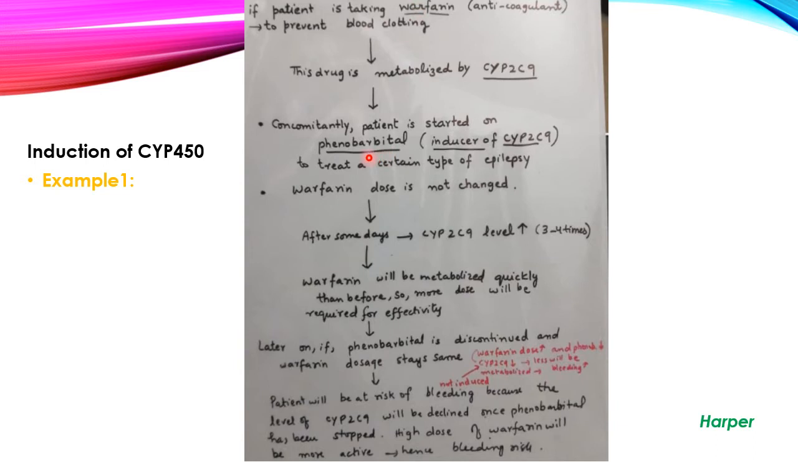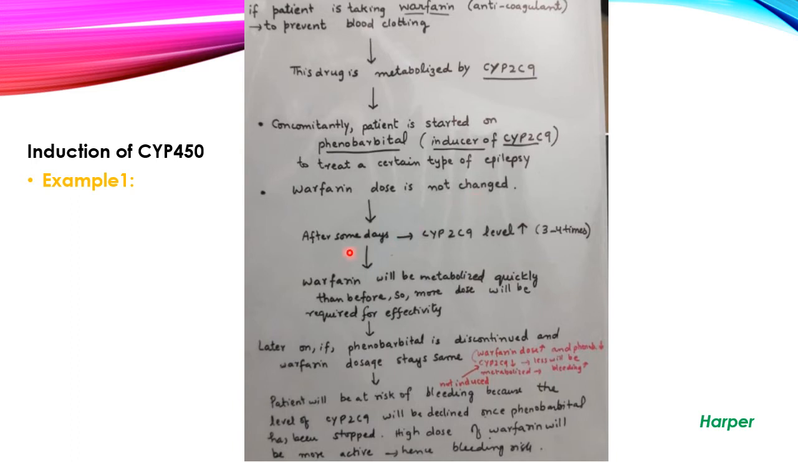Phenobarbital is basically an inducer of CYP2C9, which means that if phenobarbital is administered to this patient, it is going to increase the levels of this cytochrome P450, called CYP2C9. Now the warfarin dose remains the same. There is no change or alteration in the dose of warfarin.